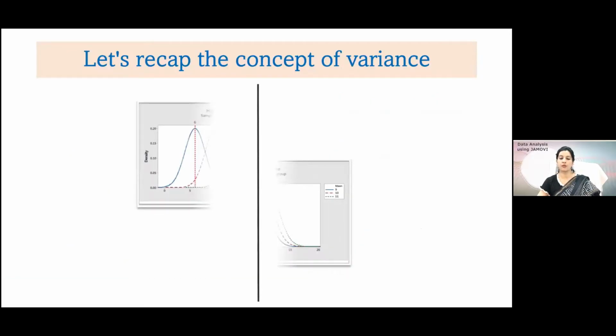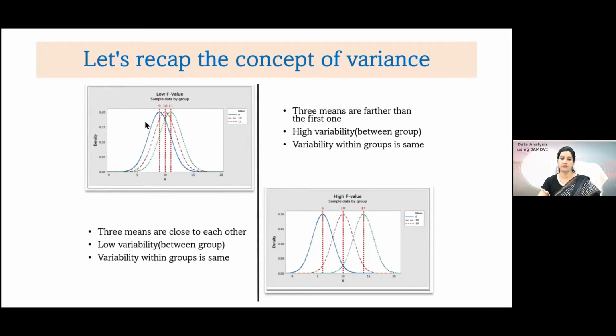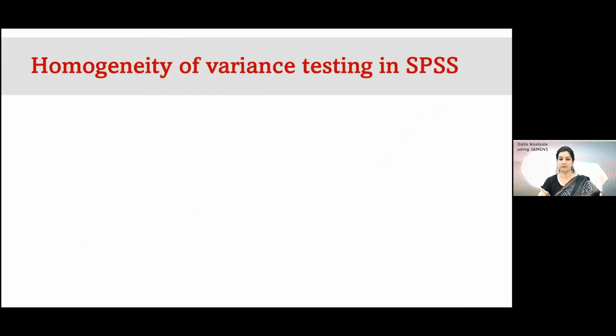So now again, let's understand the concept of variance with the graph. The same thing. If you see this, here you can see the 3 means are very close to each other. So that means there is low variability between groups, and variability within groups is the same because the shape of the graph is almost the same. Here you can see that the three means are farther from each other. There is high variability between groups, but variability within groups is the same.